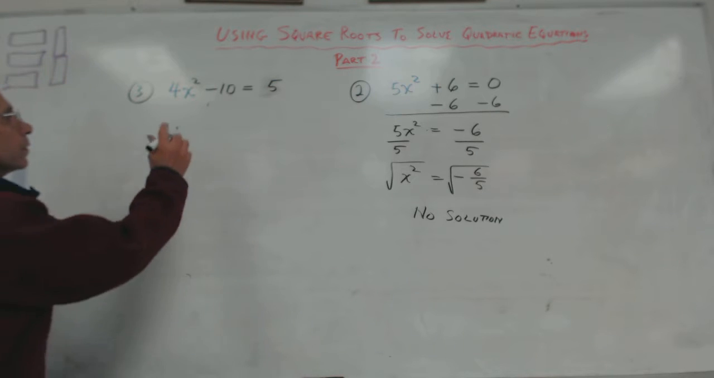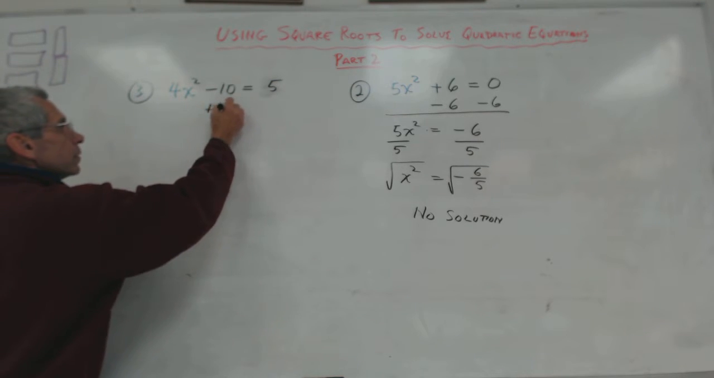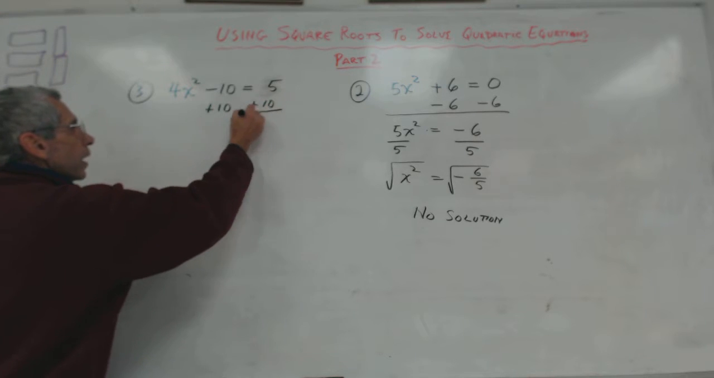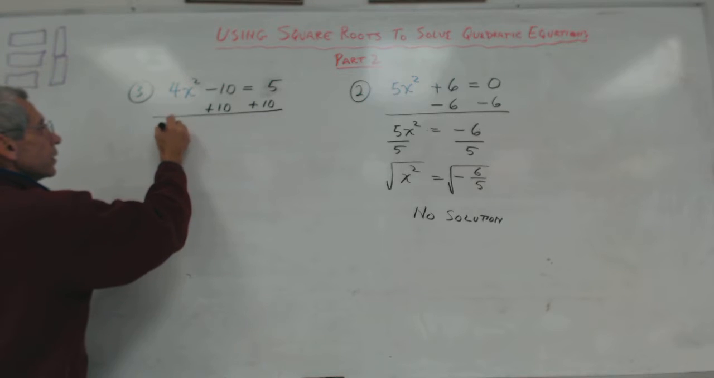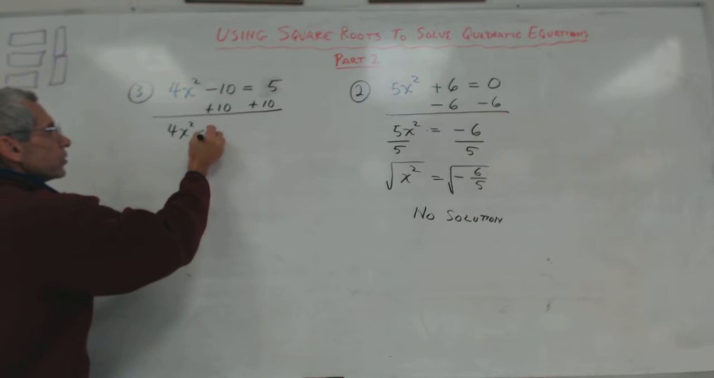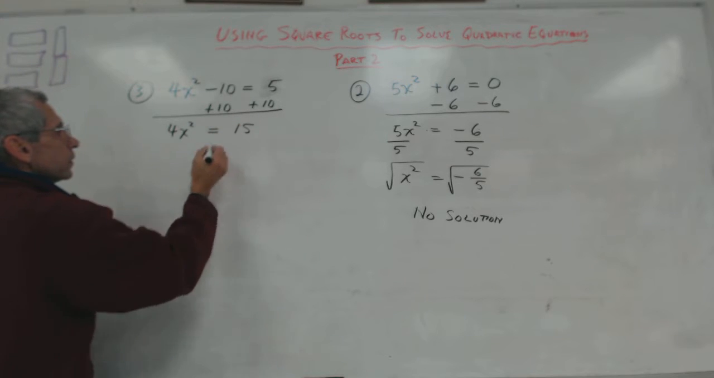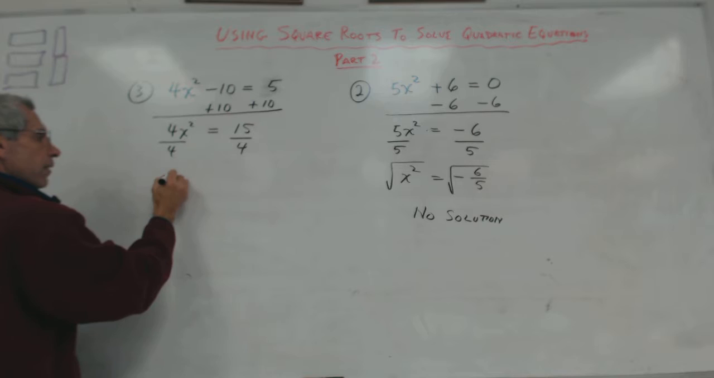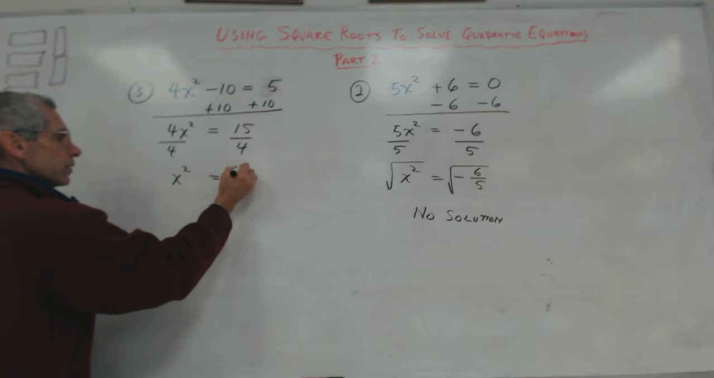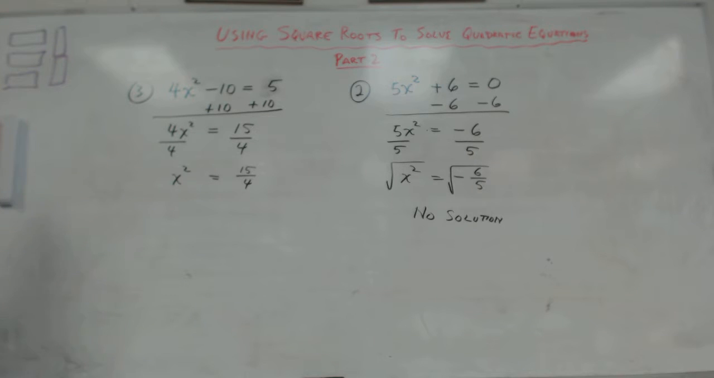4x squared equals 15. What would I do? Add 10 to both sides. Divide by 4. Yeah, so important that I see your work. I want to see all of this, right? Don't ever do any of this in your head. 4x squared now equals 15, right? Divide by 4. Now I have x squared is equal to 15 fourths. Okay? And then square root.